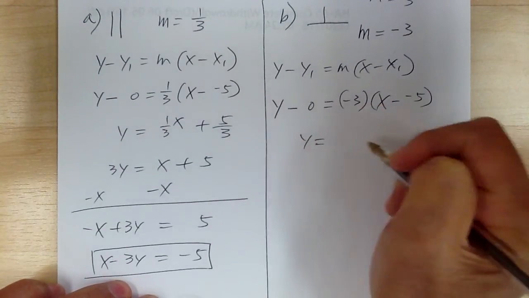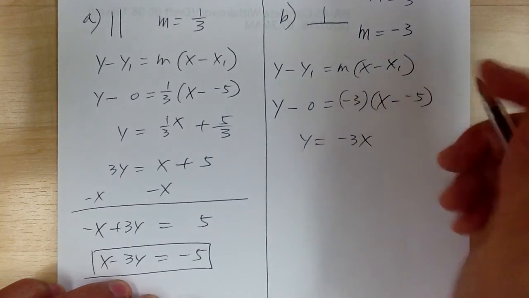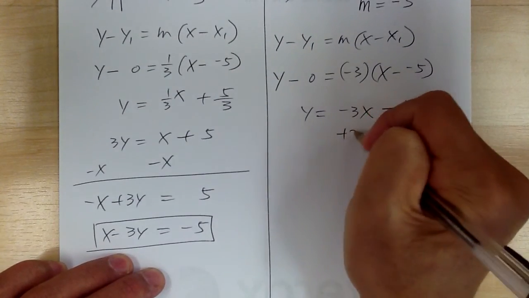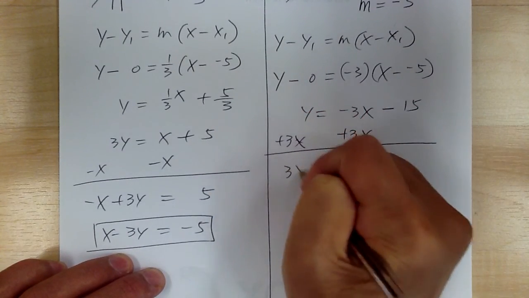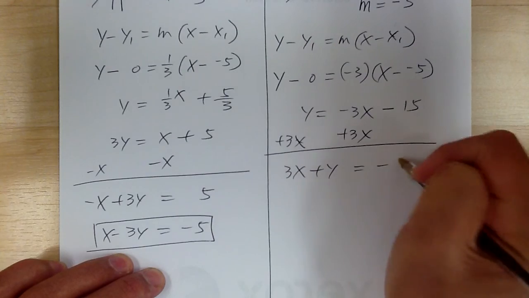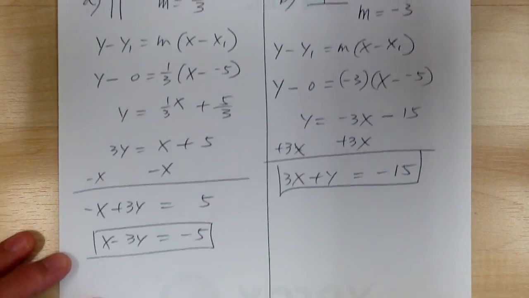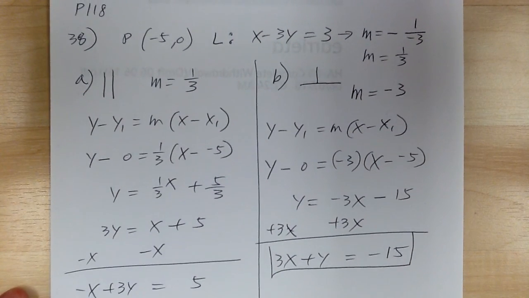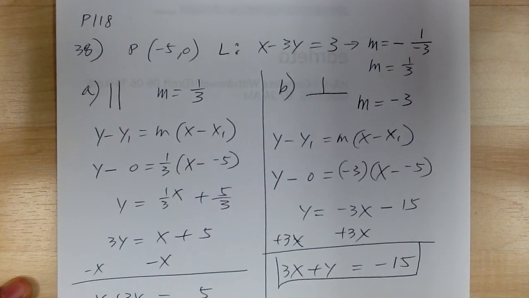So y equal to negative 3x. Now over here you have negative, so it's going to be negative 15. Right? So plus 3x. So you got 3x plus y equal to negative 15, and that is your perpendicular line. And that's it. Okay? So again, it's just another technique, you apply it, and that's it.